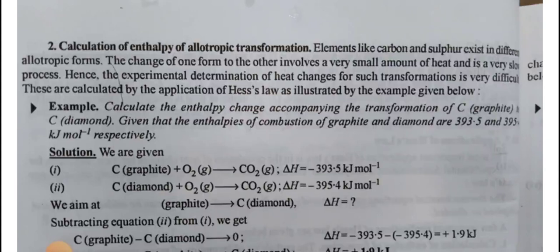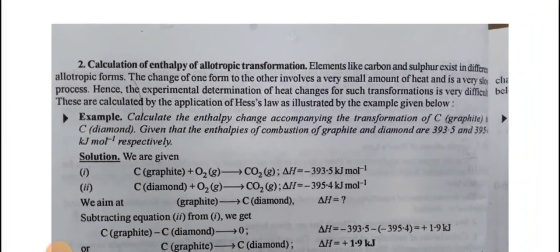Example: calculate the enthalpy change accompanying the transformation of C graphite to C diamond, given that the enthalpies of combustion of graphite and diamond are 393.5 and 395.4 kilojoule per mole respectively. Solution. We are given, first, C graphite plus O2 gas is equal to CO2 gas, delta H is equal to minus 393.5 kilojoule per mole. Second, C diamond plus O2 gas is equal to CO2 gas, delta H is equal to minus 395.4 kilojoule per mole. We aim at C graphite to C diamond. Subtracting equation 2 from 1, we get delta H is equal to 1.9 kilojoule per mole.